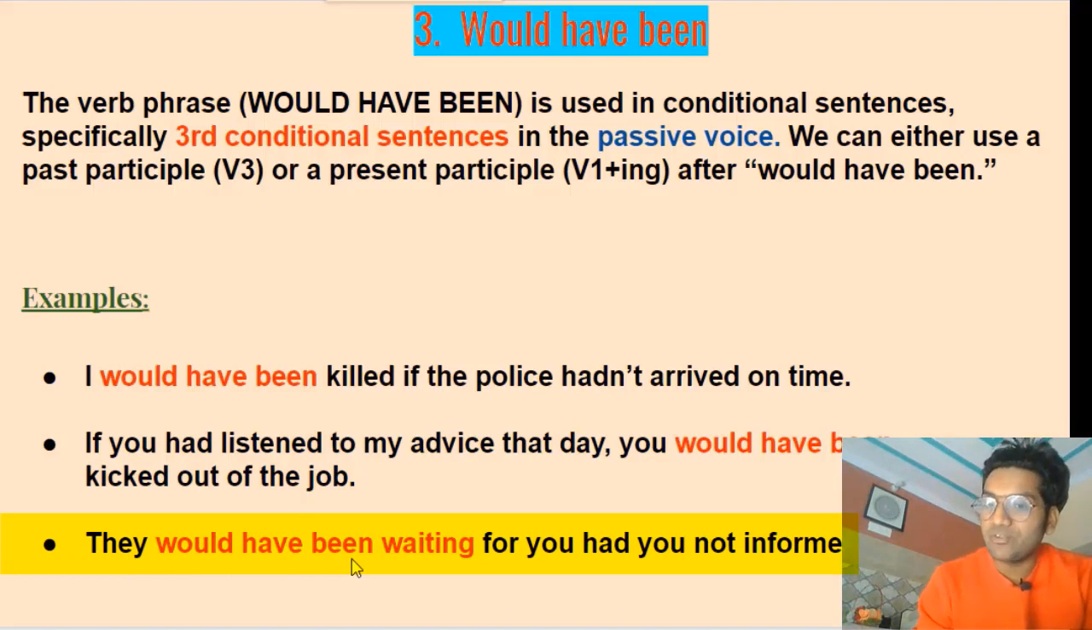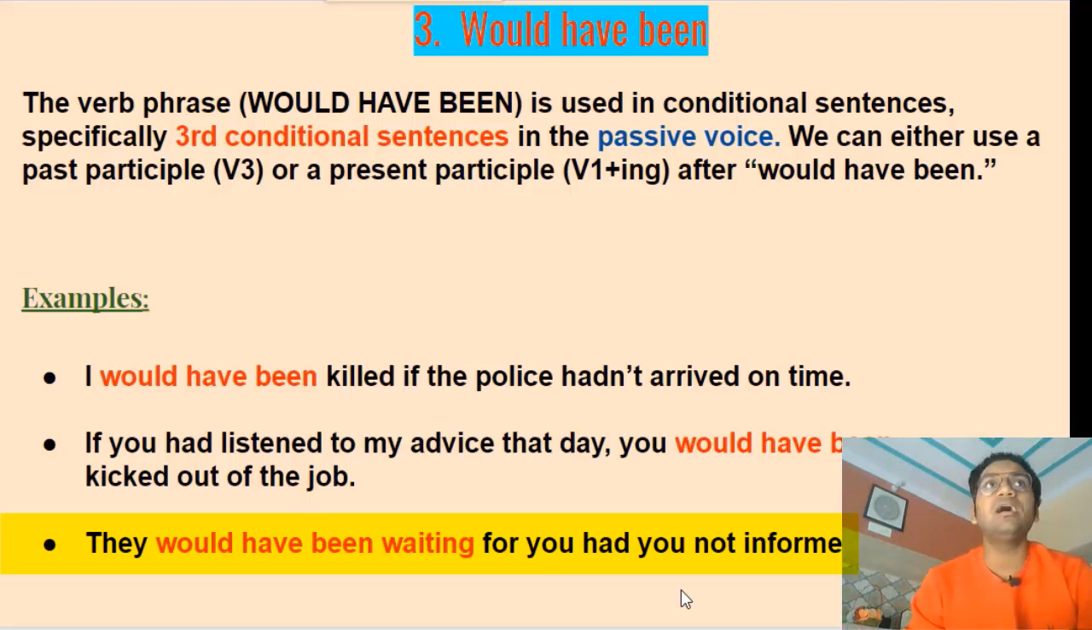They would have been waiting for you had you not informed them. They would have been doing something in the past had you not done something again in the past. If you had not informed them about something in the past, they would have been doing something in the past. Okay, they would have been waiting for you. They would have been doing something. They would have been waiting for you had you not informed them, right?